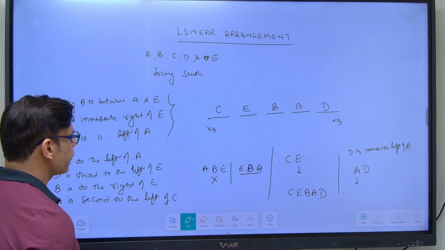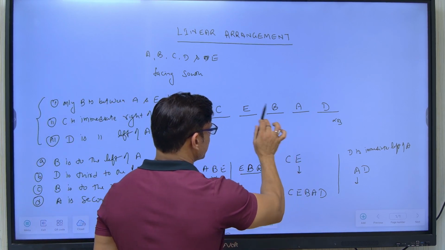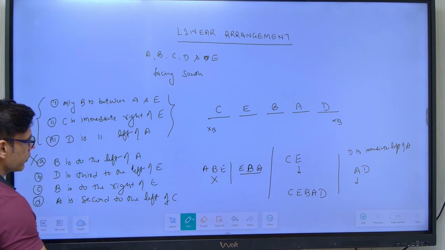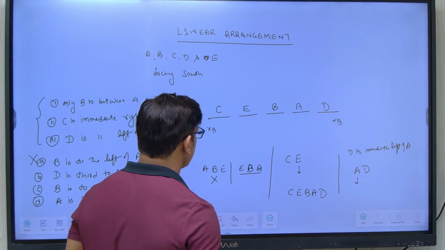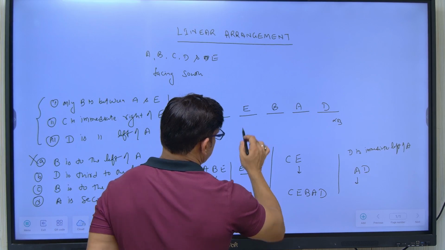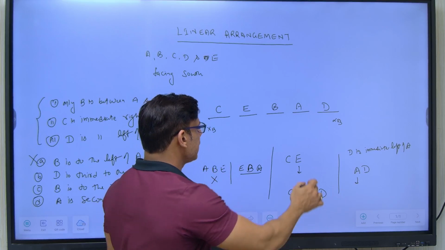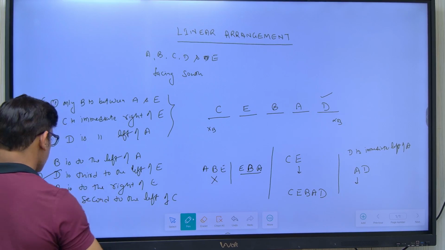B is to the left of A. B is what? Left of A, but B is to the right of A. So the first option is gone. D is to the third left of E. Who? D. Third left of E. E facing south. First, second, third. They are saying D is third to the left of E. So the second answer is correct.